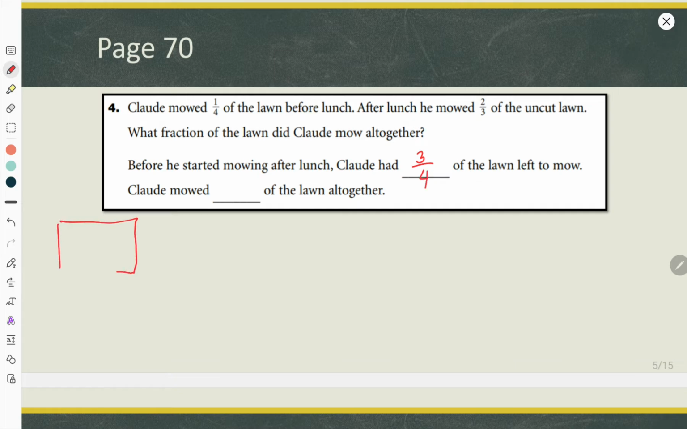So let's say this is a lawn. Let's divide it into 4 equal parts. So before lunch, let's say he mowed 1/4. That means that there was still 3/4 left. Now he mowed 2/3 of the uncut lawn after lunch, right? So after lunch, let's write that down. After lunch, he did 2/3 of 3/4, right?